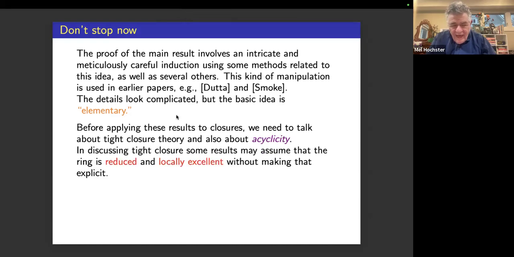And I'm going to say, on discussing tight closure, some results may assume the ring is reduced and locally excellent without making that explicit. I've made it explicit, I think, almost all the time, but just in case.